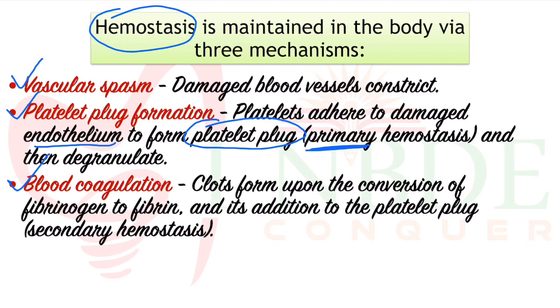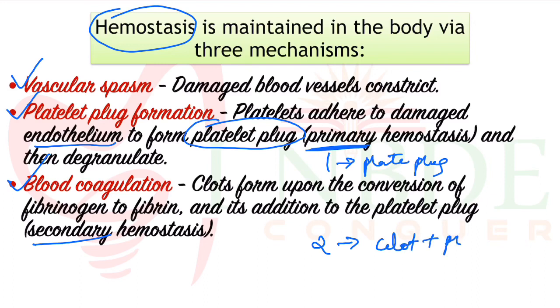Secondary step: when the platelet plug is formed, the next process is that the clotting process begins, and this clot is going to adhere to the platelet plug. That is called the secondary step. So the primary step is the platelet plug formation, and the secondary step is the clot, which is going to help make this platelet plug strong. So this is roughly the primary and the secondary hemostasis.